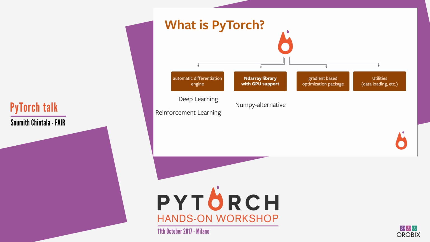And then we also have other packages to build neural networks. The main packages we have, one is this automatic differentiation engine. And then we have neural network helper libraries and optimization packages to do common gradient descent optimization algorithms. So I'll be going over each of those.